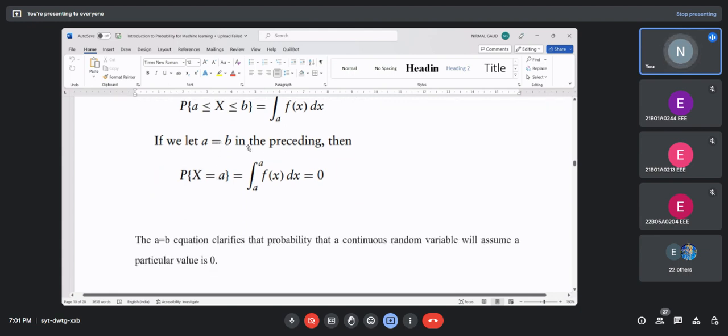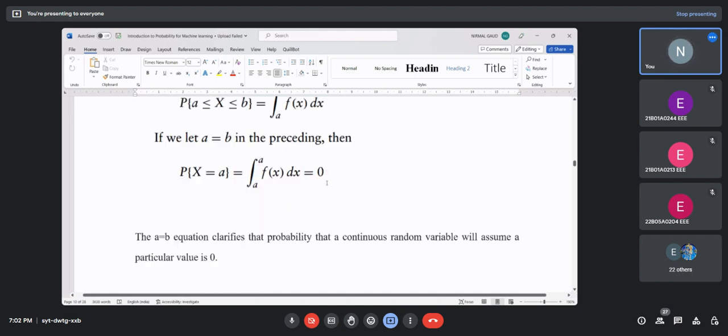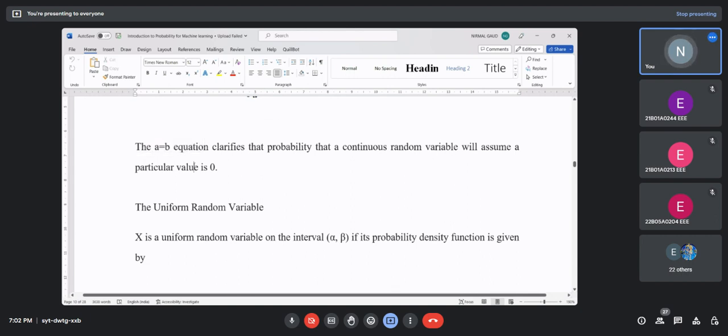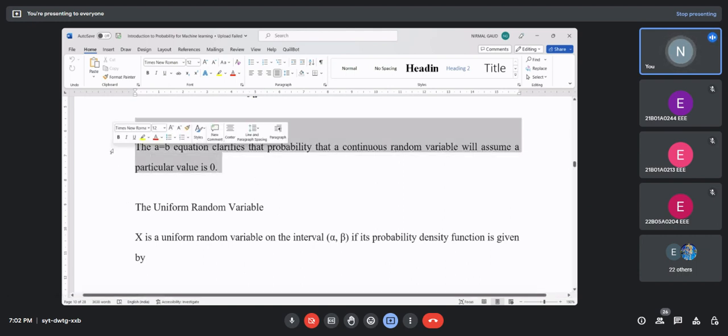All right, so if we let a equal b in the preceding form, then obviously integration over the same limit value is going to be 0. Just understand this concept, we already know it in maths. If I integrate over the same point, obviously it's 0. So here is the general formula for the probability density function between the limits a to b: integration a to b of f of x dx. If a and b are equal, that clarifies that the probability at a point for a continuous random variable is assumed to be 0.